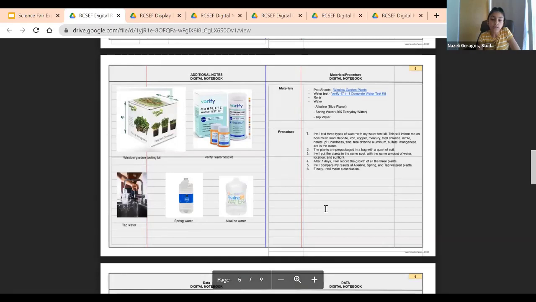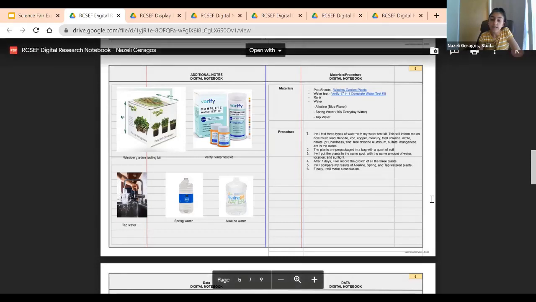On the screen, you will see the procedure I conducted. First, I tested each water for different types of chemicals. Next, I put the plants in the same area with the same amount of water, soil, sunlight, and the same amount of pea shoots. Pea shoots was the plant I was testing. This experiment would take 7 days, and afterwards I'd make my conclusion.